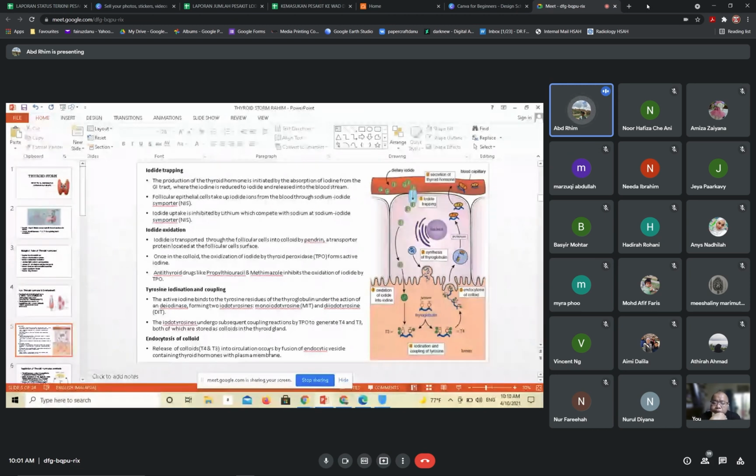And then the next one is the tyrosine iodination and coupling. The active iodine binds to the tyrosine residues of the thyroglobulin under the action of deiodinase, forming iodotyrosine, and then the iodotyrosines undergo subsequent coupling with TPO to generate T3 and T4, the thyroid hormones, both of which are stored as colloid in the thyroid gland. And then the last step is endocytosis of the colloid, which is the release of the thyroid hormone into the circulation by the fusion of the endocytic vesicle containing the thyroid hormone itself.